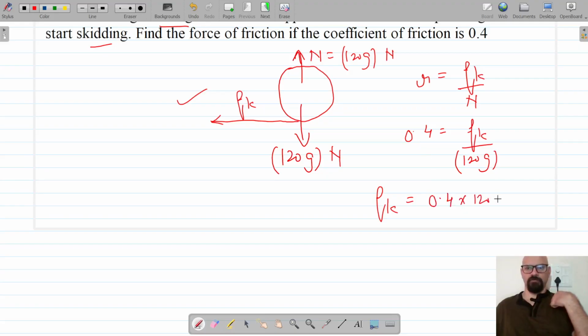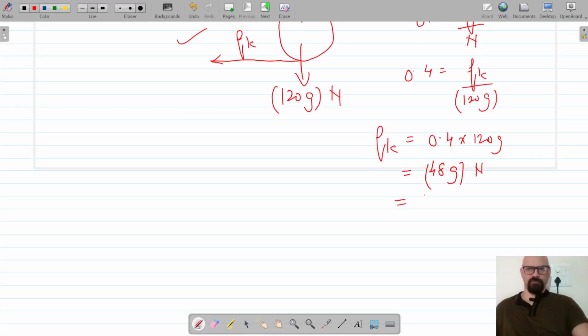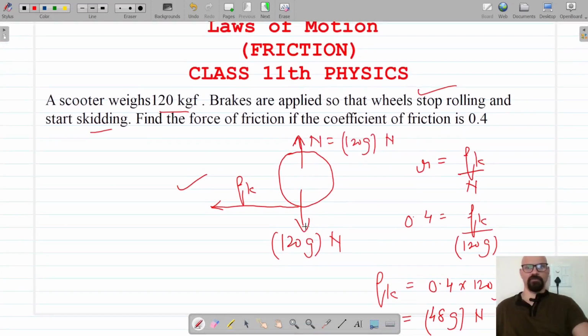So now this is equal to, let's cross multiply this. 0.4 into 120 g will give us 48 g, but this is in Newton. And if you want to get it converted to kgf, let's divide it by g, so that is equal to 48 kgf. So 48 kgf is the force of friction.